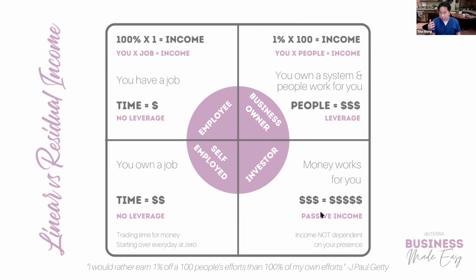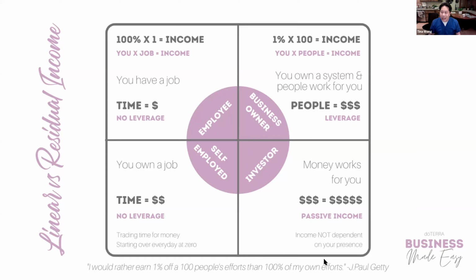So with doTERRA, it's kind of like you enroll someone, and if you help them learn how to order on their own regularly, they will order monthly and you'll get residual income even though you're not actively supporting them anymore. You're also getting residual income when the people that you've enrolled start enrolling people, you get part of their share as well. So your income is not dependent on you actually being there. So that's actually a little bit less stress.